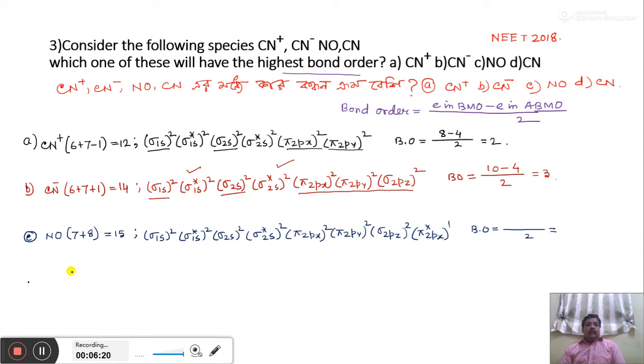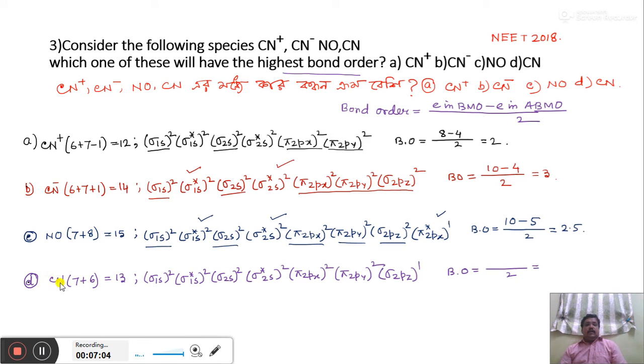In NO total electrons is 15. Its electronic configuration is sigma 1s2, sigma star 1s2, sigma 2s2, sigma star 2s2, pi 2px2, pi 2py2, sigma 2pz2, pi star 2px1. Now it contains 5 BMO, and in these 5 BMO 10 electrons are present, and sigma star 1s, sigma star 2s, pi star 2px contain 5 electrons present in antibonding MO, so its bond order is 2.5.